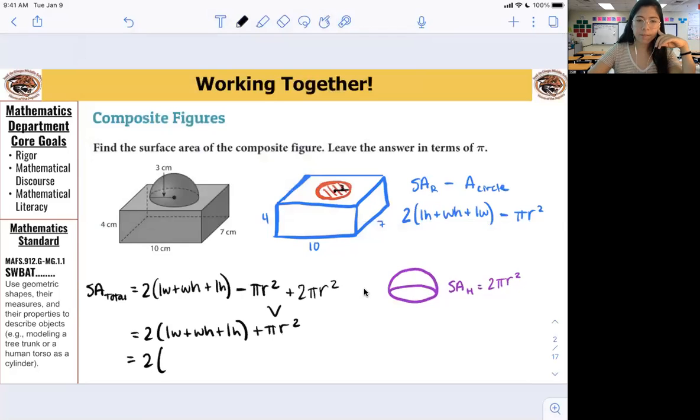Now we can fill everything in. Length is 10, width is 7, height is 4. So 10 times 7, 70. 7 times 4, there you go, 28. Length times height, 10 times 4, 40. And then the radius is 3.